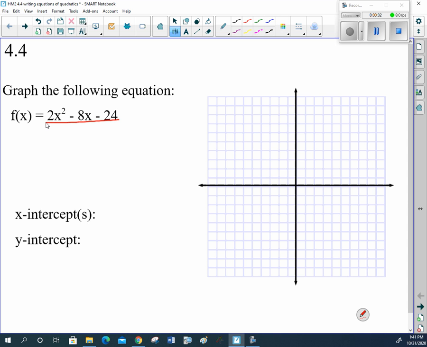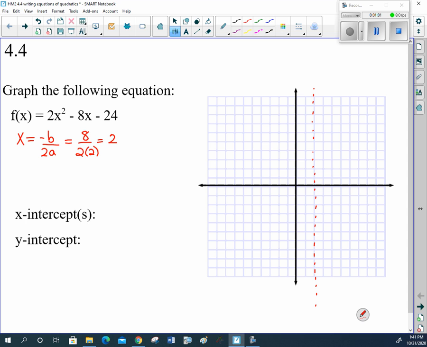Okay, so if I want to graph it, first thing I'm thinking, since it's in standard form, is find my axis of symmetry. So let's go ahead and find our axis of symmetry. Our formula for that is opposite of b over 2 times a. So 8 divided by 2 times 2. So 8 divided by 4 is 2. So your axis of symmetry, remember, is the x value of your vertex.